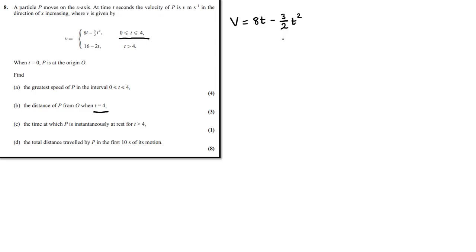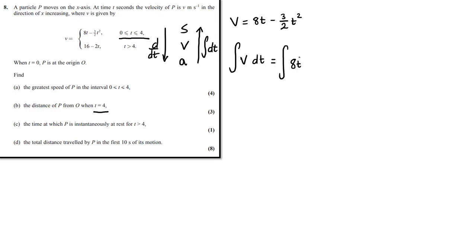Now, we've lost it here because I cleared the screen, but we had s, v, and a. To go down, we differentiate d by dt, and to go up, we integrate. So we integrate with respect to t. Because I've got v here, and we're talking about distance, straight away you should be thinking about displacement. Because I've got v, and we need to go up to s now, I'm going to integrate v dt. So that's the integral of 8t minus 3 over 2 t squared with respect to t.